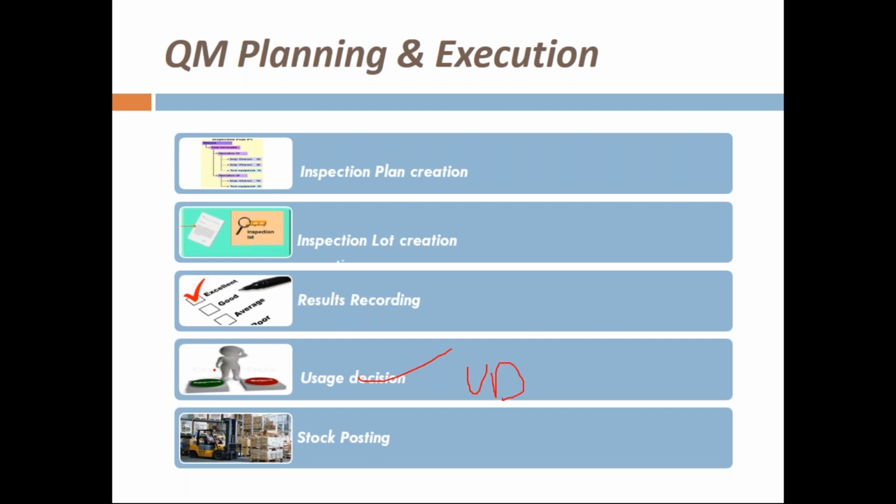UD means the quality analyst is going to say whether that stock, whether that particular quantity, can be used or cannot be used: accept or reject. That is called UD. Now, once he says that, accordingly they will move the stock.